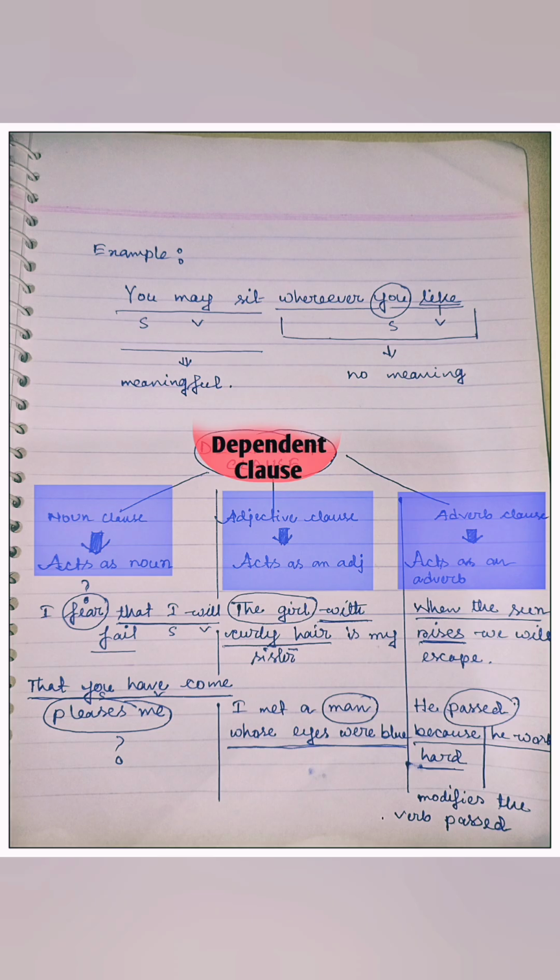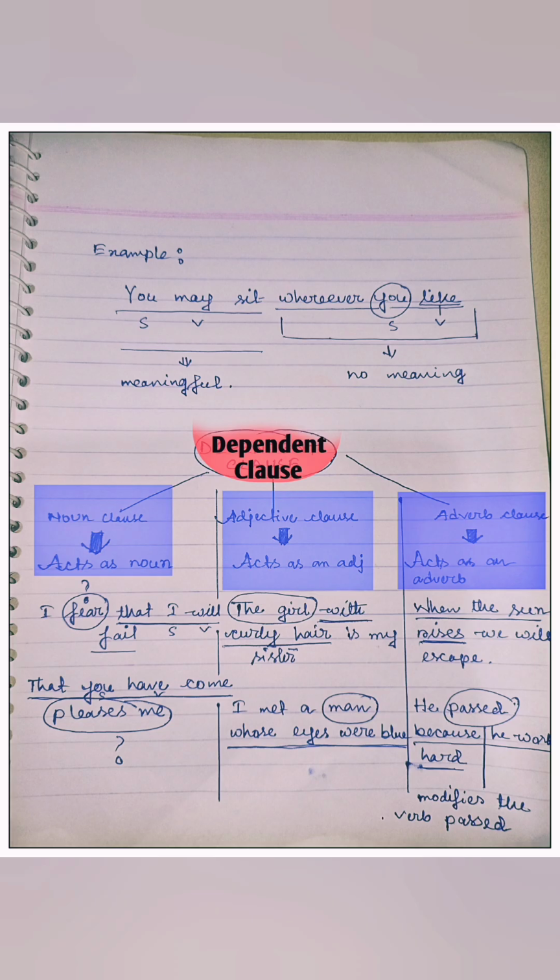For adjective clause, one thing we have to keep in mind: for the two sentences there will be a common factor, and we have to put the linker after that common factor only. Like: I met a man, and the man's eyes were blue. Actually there are two sentences, and here we are joining them with whose. The common factor of both sentences is man, so we put whose just after man: I met a man whose eyes were blue.